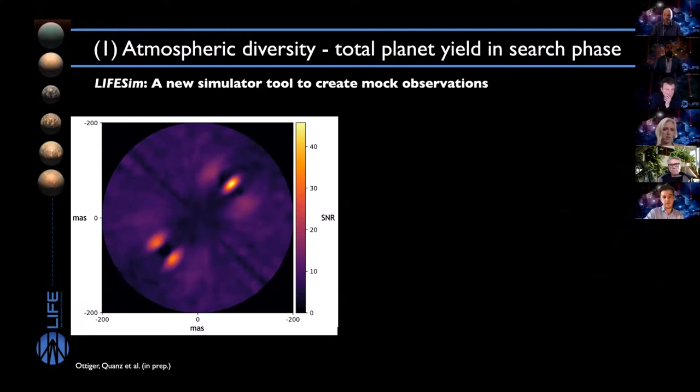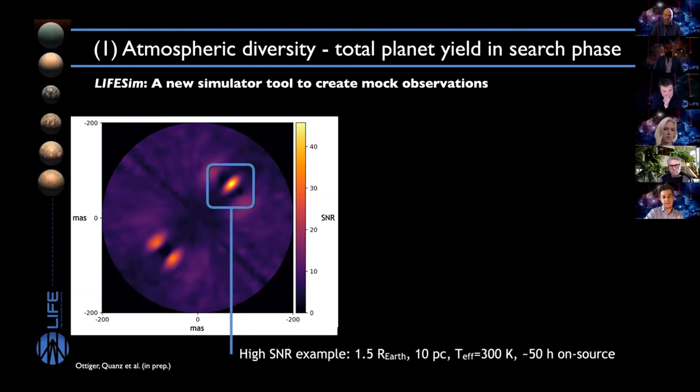And here's one simulation that shows you how a planet is really detected. This is a high signal-to-noise example. It's a planet that has 1.5 Earth radii, at 10 parsec, roughly 300 Kelvin temperature, and the on-source integration time is relatively long. But this shows you what the signal that we can extract actually looks like. And you may wonder, what is the signal on the other side? This has to do with the way the measurement works, and he will talk about the creation of these transmission maps during his talk.